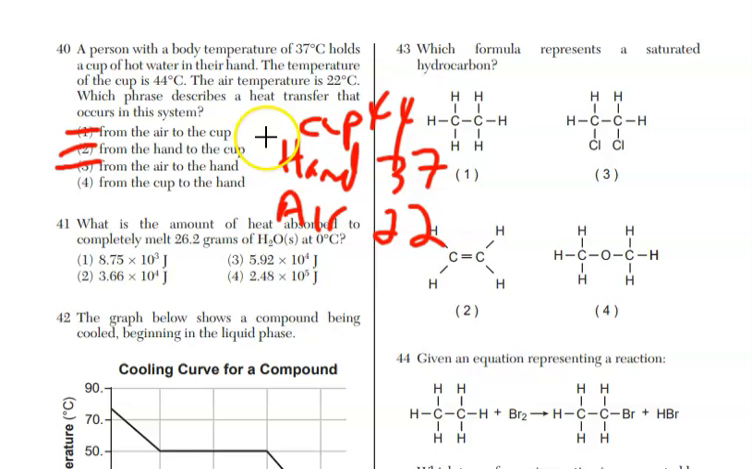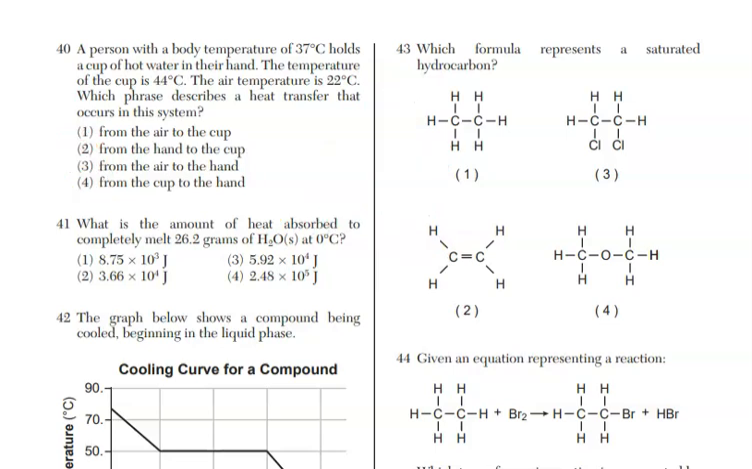But from the cup to the hand, and that is our answer. Choice 4. On to 41. What is the amount of heat absorbed to completely melt 26.2 grams of water as a solid at 0 degrees Celsius?